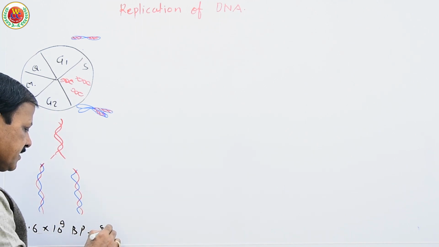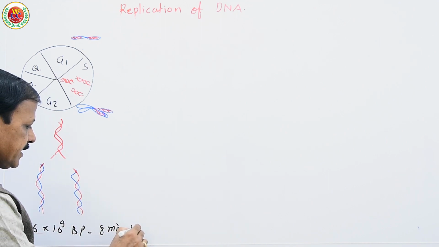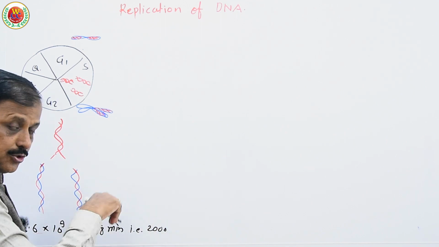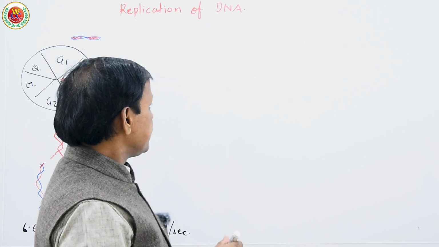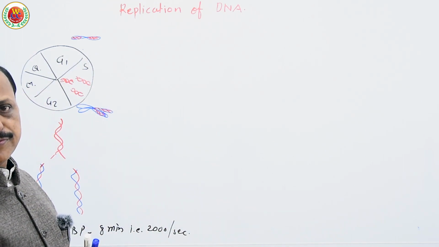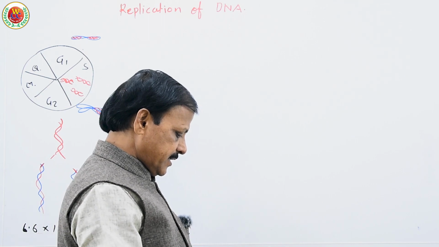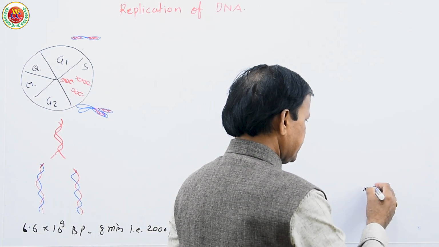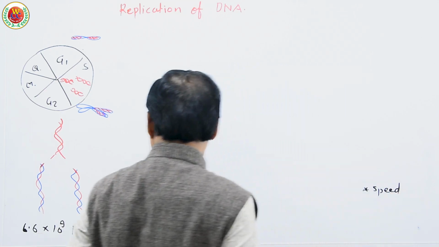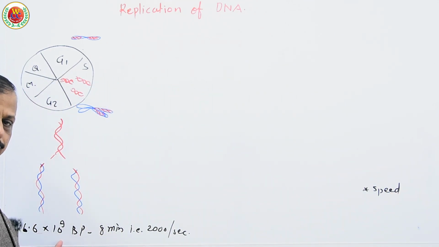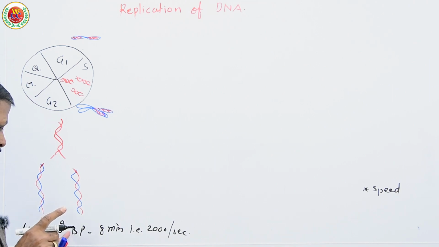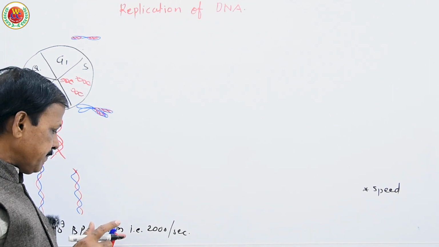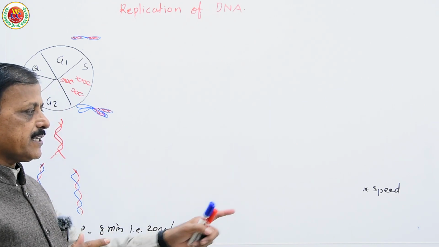It occurs in 8 minutes. It is given that 2000 base pairs join in a DNA fragment per second, such a speed. So three things are very important during the replication of DNA. One is that speed, a very high speed. The entire human genome in the diploid condition, 46 chromosomes, 6.6 into 10 raised to the power 9 base pairs, gets replicated within 8 minutes, that is 2000 per second.